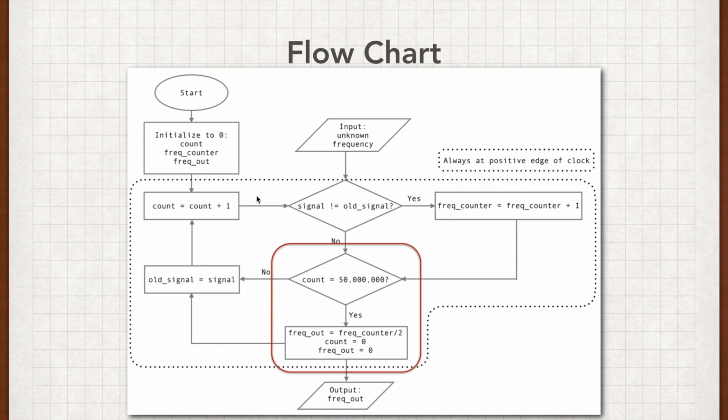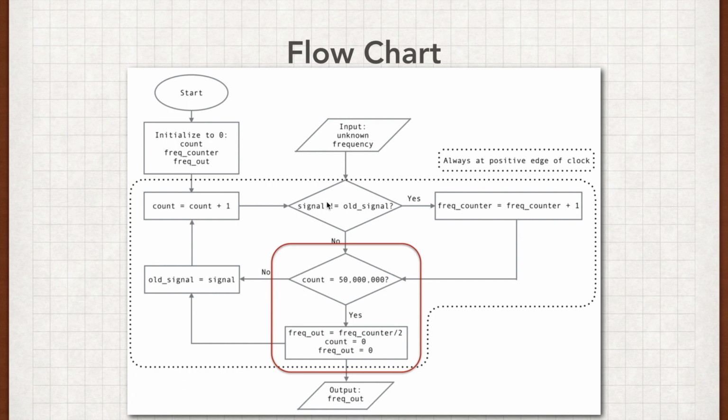So every time we go through this loop, you'll notice that we go through this one box here, which says count equals count plus 1. And all we're doing is counting up, and we're keeping a total of that count. Now we're going to move from that box into, is the old signal the same as the new signal? If it is, then basically the clock didn't change, right?